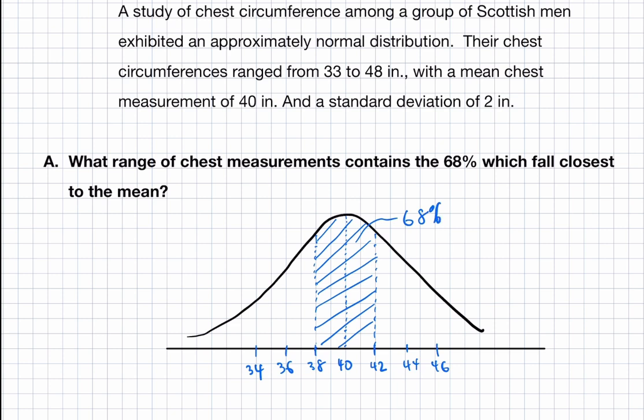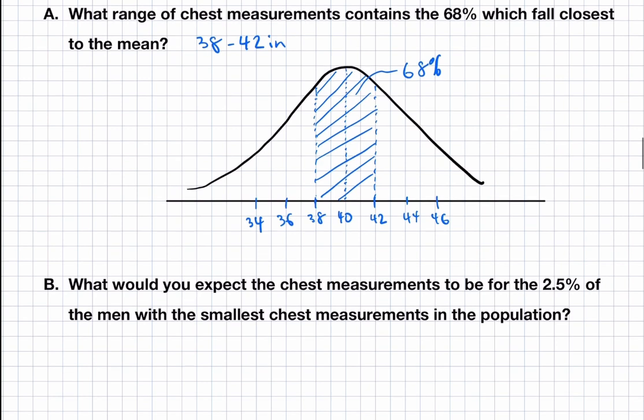Okay, so the range of chest measurements would then be from 38 to 42 inches. Okay, and then part B asks what we would expect the chest measurements to be for the 2.5% of the men with the smallest chest measurements in the population.